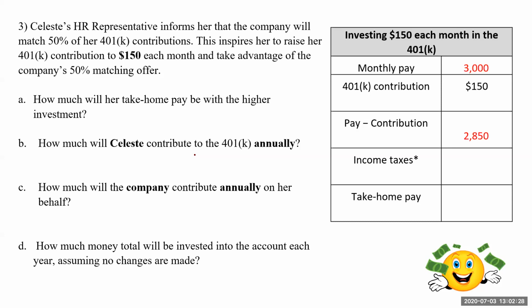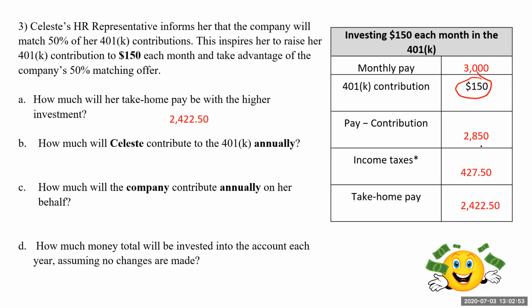Okay, we are doing this because income taxes are not applied on 401k plan. So we have to take that out of her monthly pay before we apply income taxes. And we do 15% on 2,850. So we have 427.50. And how much does Celeste take home? We subtract that. And this is how much Celeste takes home.